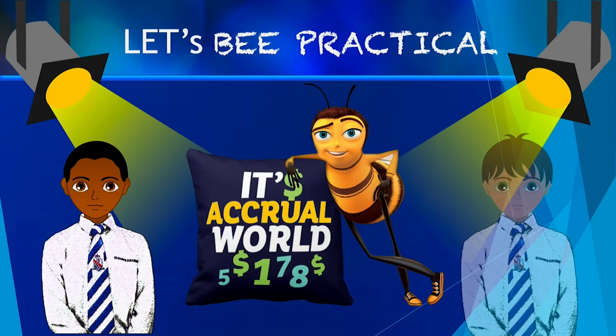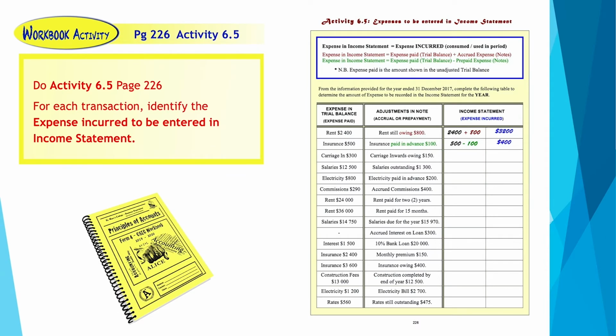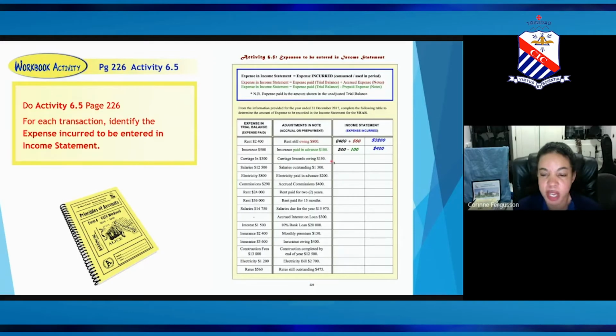So because of time, I can't go through this one with you, but it's on the stream for you to do after this lesson. But this is where they tell you, your trial balance would usually tell you the expense that is paid. So everything in this column here is how much was actually paid, and this will be the accrual or prepayment.